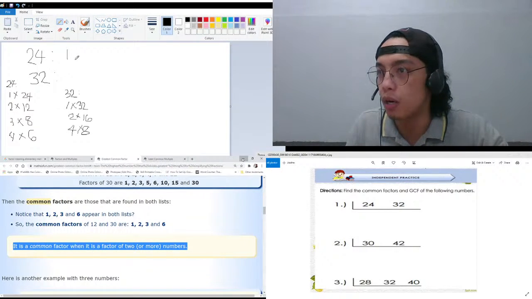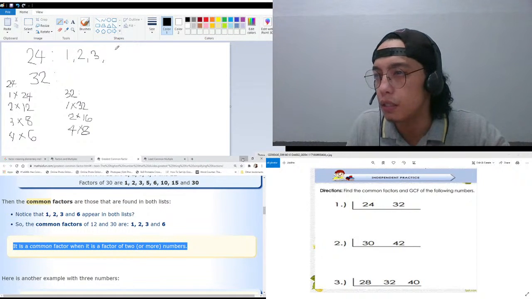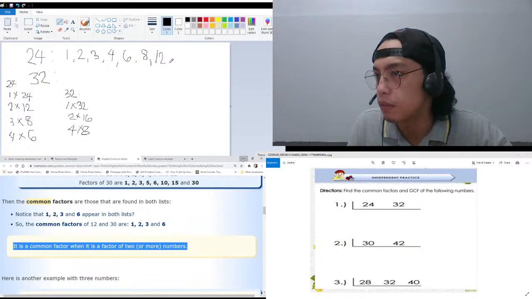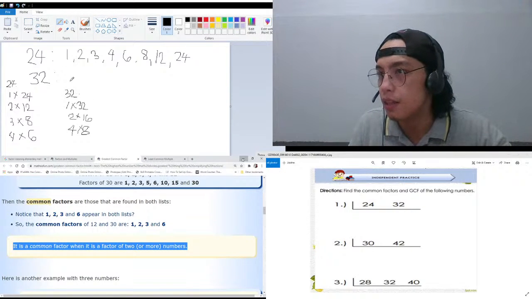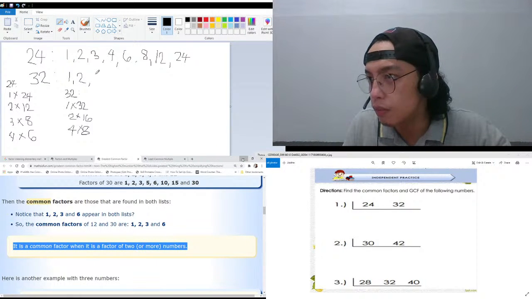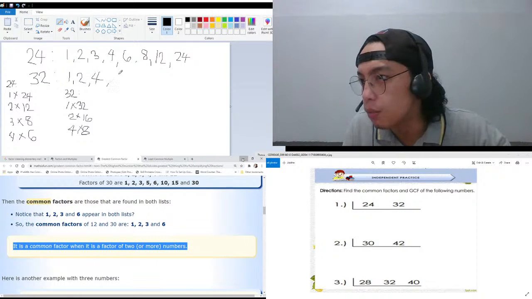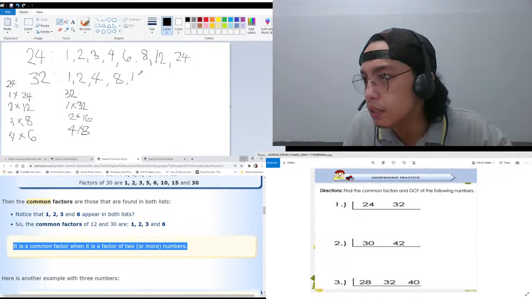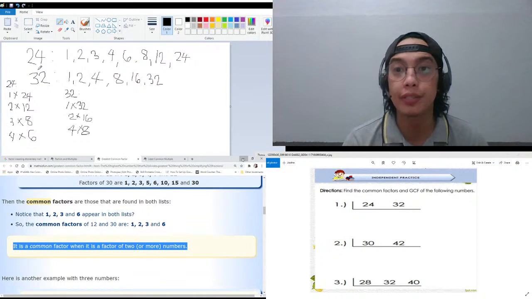Pasunod lang sa 24 una. 1, 2, 3, 4, 6, 8, 12, and 24. Okay, and then sa 32, atong ilista: 1, 2, 4, we have 8, 16, and 32. So, common factors sa duwa.